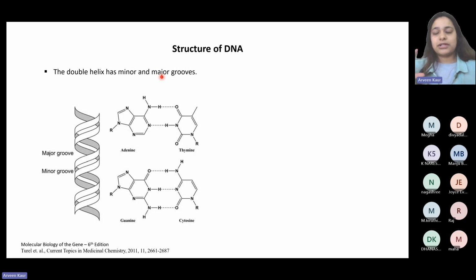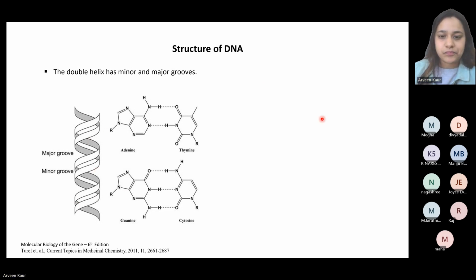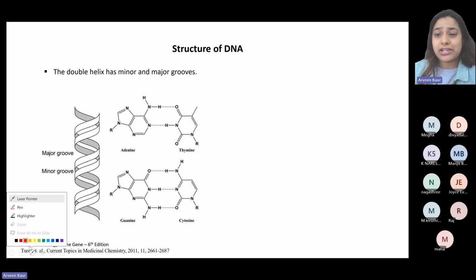So as the name suggests, what is going to be a major groove? It is going to be the larger groove, and minor groove is going to be the smaller groove, right? What are these grooves? It is the spaces that are present towards the outside of the bases, of the phosphate backbone. For example, if we talk about DNA, we know this is how we draw our DNA, right?